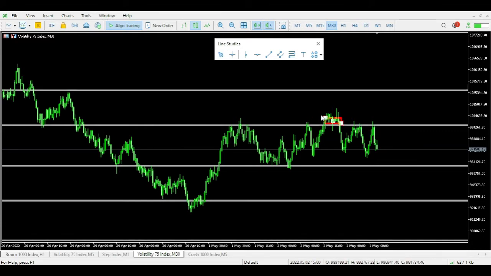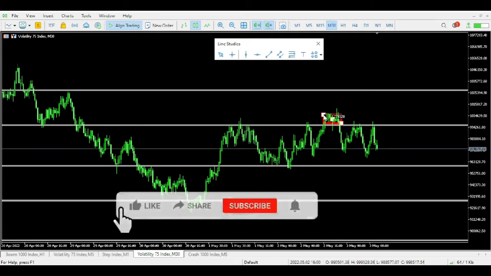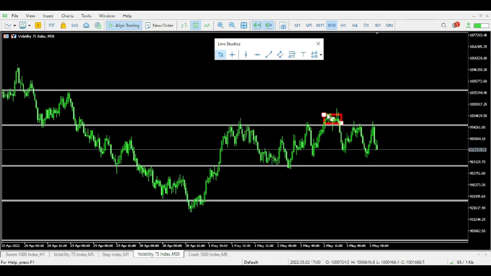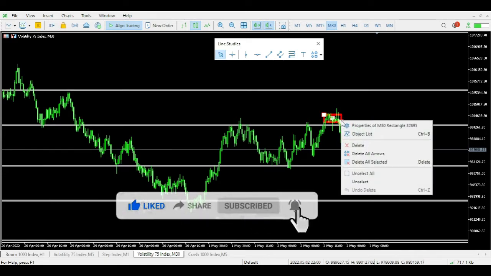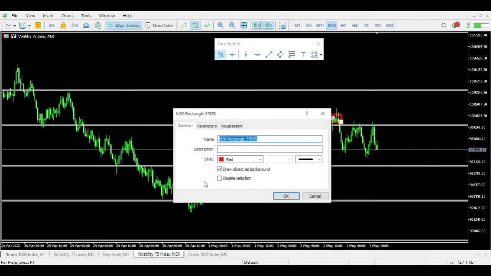I entered a trade. Of course, I protected myself. The moment it reached around this area, I moved my stop to break even. And then it started dancing around this area, which is another signal that you can use when you are trading synthetic indices.